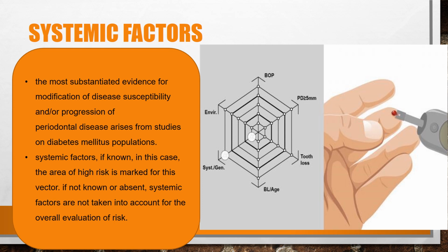Then coming to the systemic factors, we are considering only the presence of systemic factors. The most sustained evidence for modification of susceptibility or progression of periodontal disease arises from studies on diabetes mellitus, so we are considering only diabetes. Other factors are not taken into account. It is either present or absent, and if it is present, it is the high risk category.